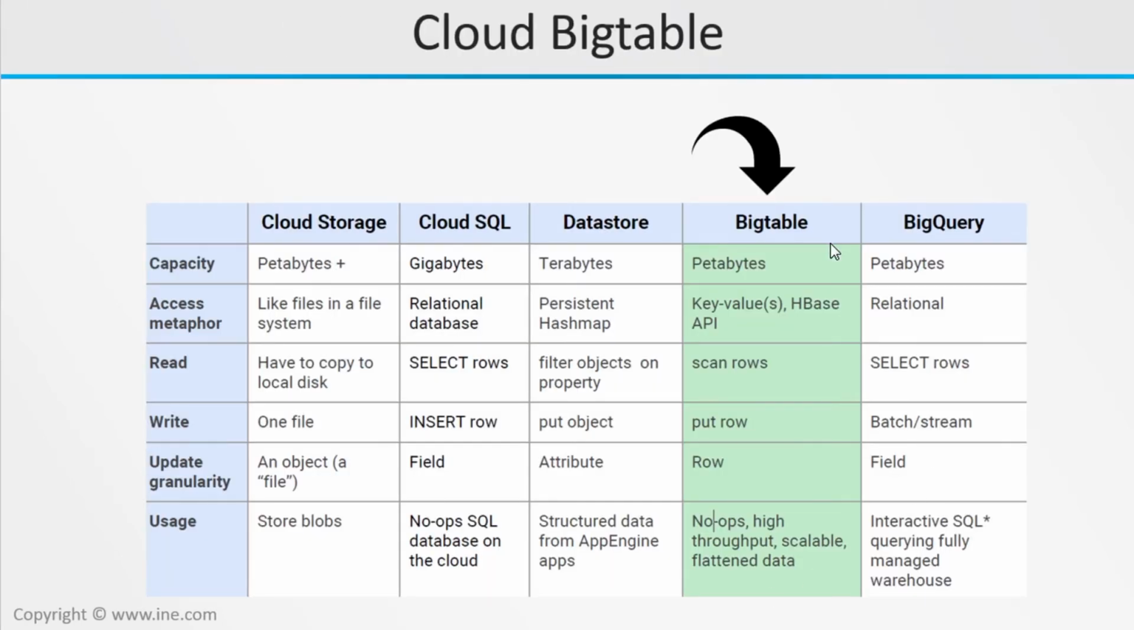And how does it compare to other capabilities and functions with the other services? Capacity is, of course, petabyte scale. This is a key value HBase API. You could scan rows, you could put rows. Again, if you're into databases, you'll definitely understand what that means. When it comes to usage, this is a no-ops approach. It's highly scalable, significant throughput, really good for flattened data.